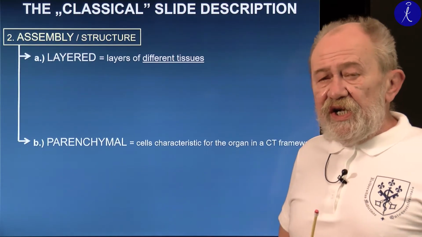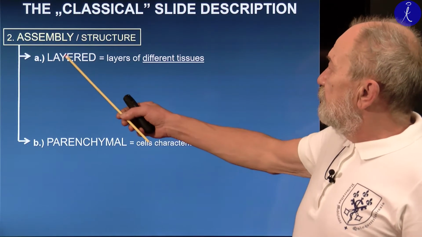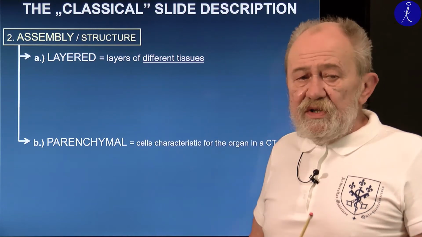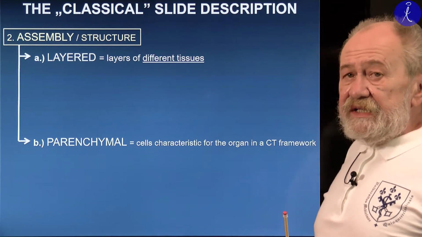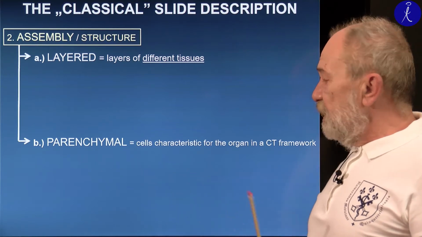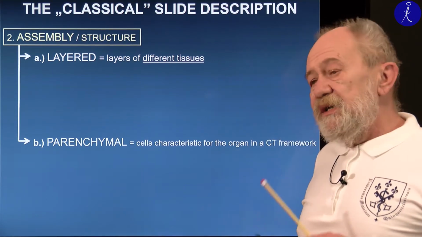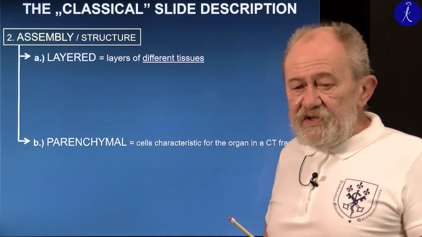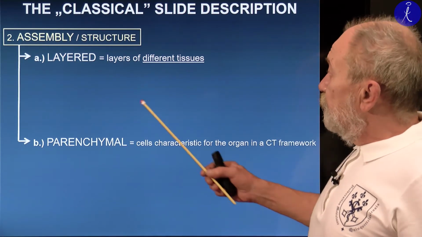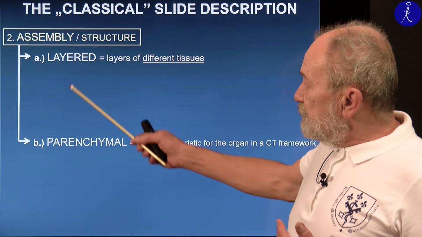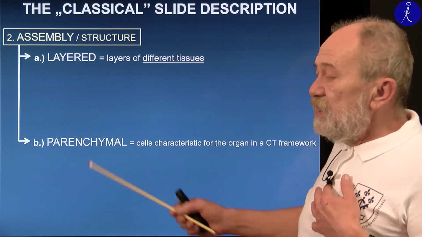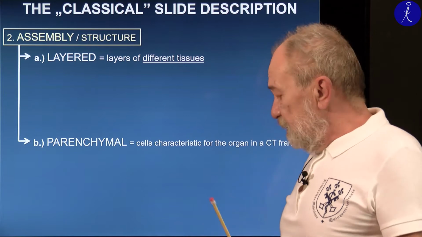There are two possibilities. One is when different tissues make up an organ, and that's what you call a layered organ, and the other is the parenchymal organ, when the cells specific for a certain organ are kept together by a connective tissue framework. The reason why you should state that quite early is that these need different ways of description.